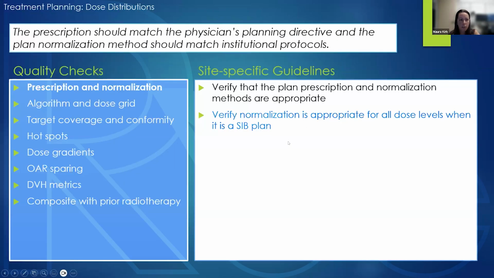Okay, for dose distribution, the first thing we'll look at is the prescription and normalization. So you want to verify that the plan prescription and normalization methods are appropriate. And something that can come up in the pelvis, you're usually normalizing your plan or optimizing your plan to ensure the prescription coverage of the highest dose level volume. So you just want to make sure any way that you normalize the plan for that highest dose level is still delivering an appropriate amount of dose to the lower dose targets, to make sure that in scaling for a higher dose volume, you're not delivering too much or too little dose to the lower dose volumes.